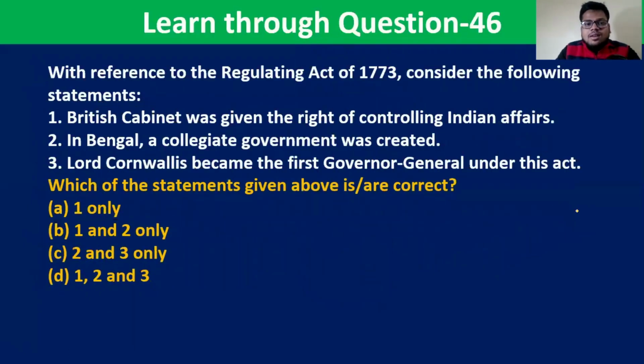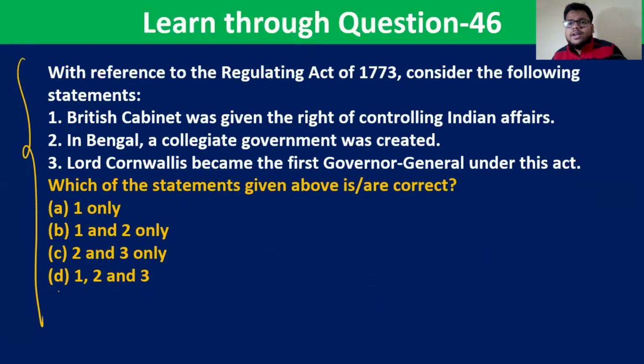Right. Let us do one more question. Easy question. You can solve it. Pause and solve the question. With reference to the Regulating Act of 1773, consider the following statements. One, the British cabinet was given the right of controlling the Indian affairs. Two, in Bengal, a collegiate system was created. Three, Cornwallis became the first Governor General under this particular act. Pause and try to answer this question. We have discussed all the parts of it.